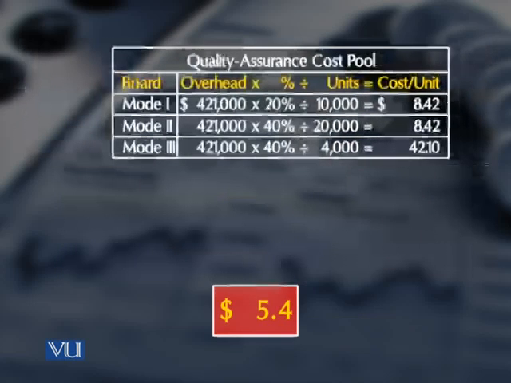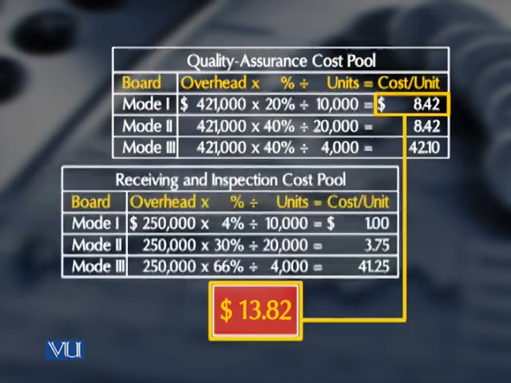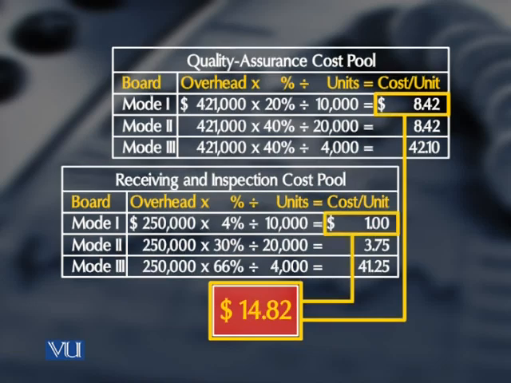Then the third one is the quality assurance cost pool, the overhead incurred is 421,000, and the percentage of time required or other services is 20%, 40% and 40%. If you take 20% of the overhead and divide by 10,000, you will get the per unit overhead cost of 8.42. Similarly, in case of packaging and shipping, the overheads allocated are 250,000 in total, and the services utilized by these three models are 4% for Model 1, and then 30% and 66%. You take the 4%, divide by 10,000, and you get the figure of 1 rupee.